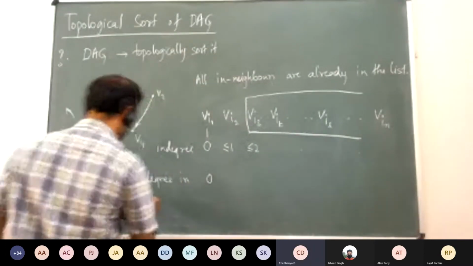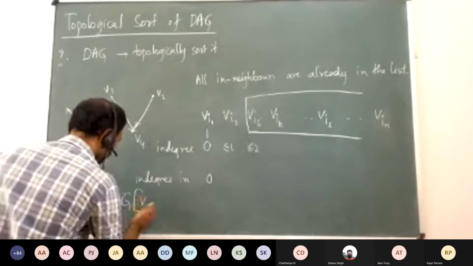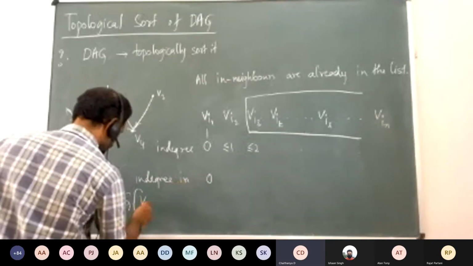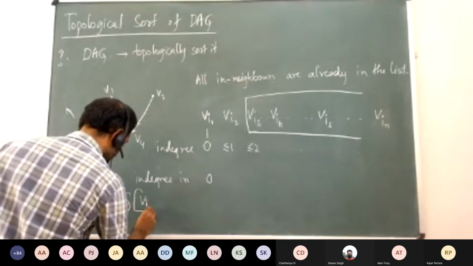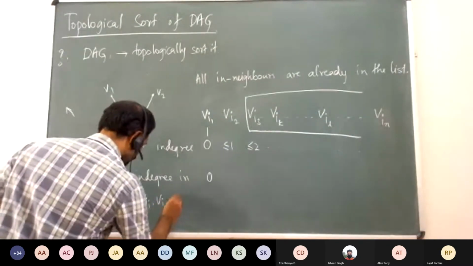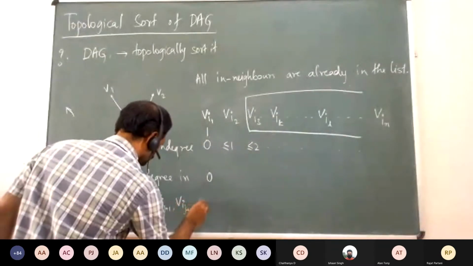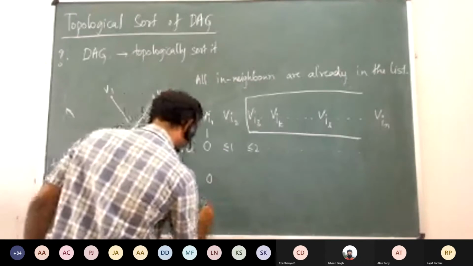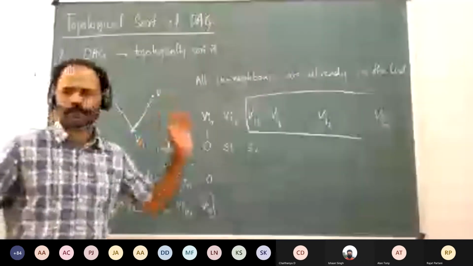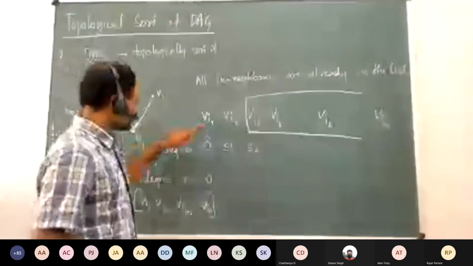So in degree in the graph G induced on vertices, say, if that vertex is some Vij, then it is Vij, Vij plus 1, Vij plus 2, and so on till Vin. This is the in degree in the graph induced by the particular vertex and all the other vertices to the right side. So the first vertex will still have in degree 0.